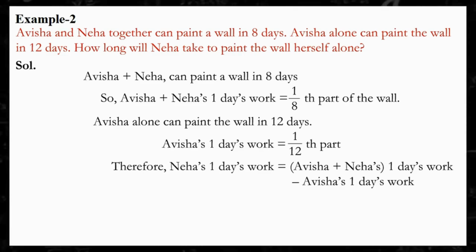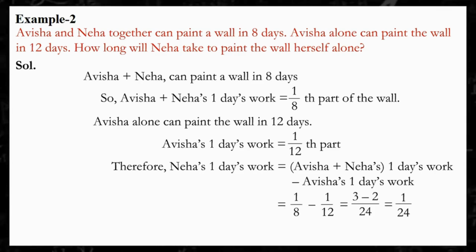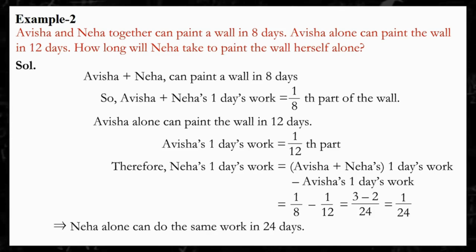Therefore, Neha's 1 day's work is equal to Avisha plus Neha's 1 day's work minus Avisha's 1 day's work. This is equal to 1 upon 8 minus 1 upon 12. This is equal to 3 minus 2 upon 24 is equal to 1 upon 24. This implies that Neha alone can do the same work in 24 days.